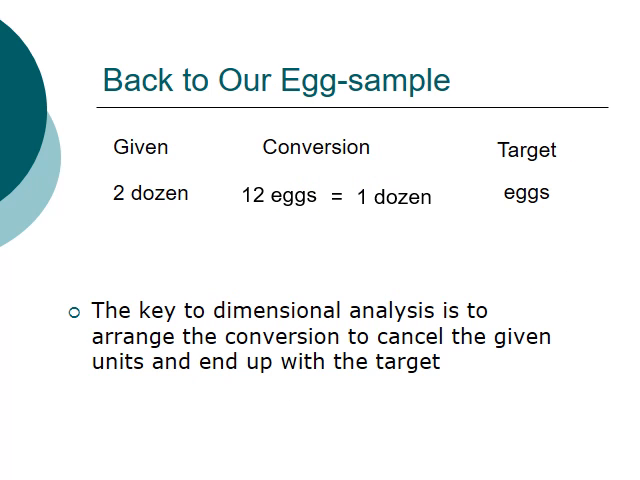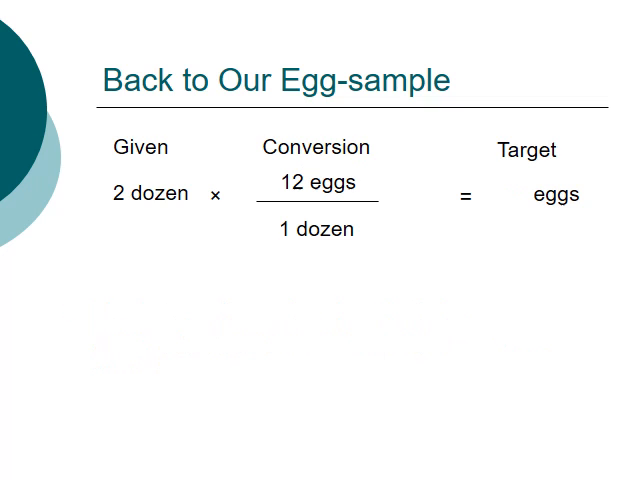Given 2 dozen, conversion 12 eggs equal 1 dozen, our target is eggs. So how are we going to get 2 dozen to cancel? We're going to multiply them together. Our target unit is eggs, so we'll put eggs on the top. To get dozen to cancel, we put dozen on the bottom, and what we've done is set up a fraction that cancels what we don't want, leaves us with the unit that we do. Dozen cancels in our conversion with our given. The unit of eggs is left over, and that is our target.